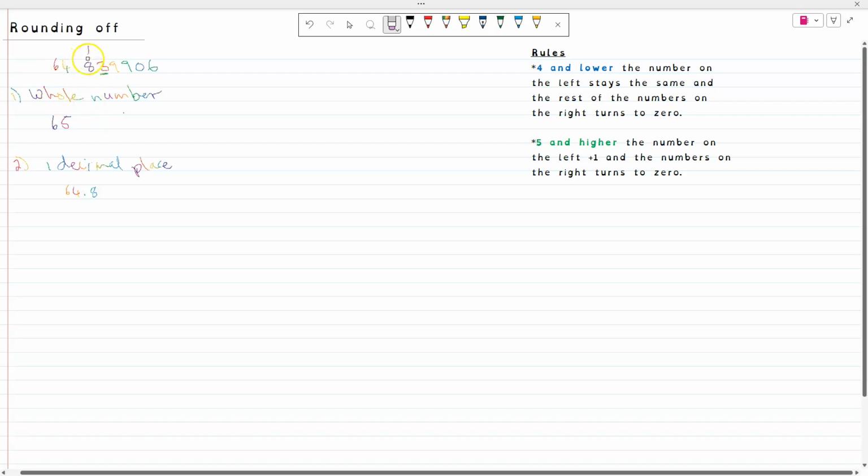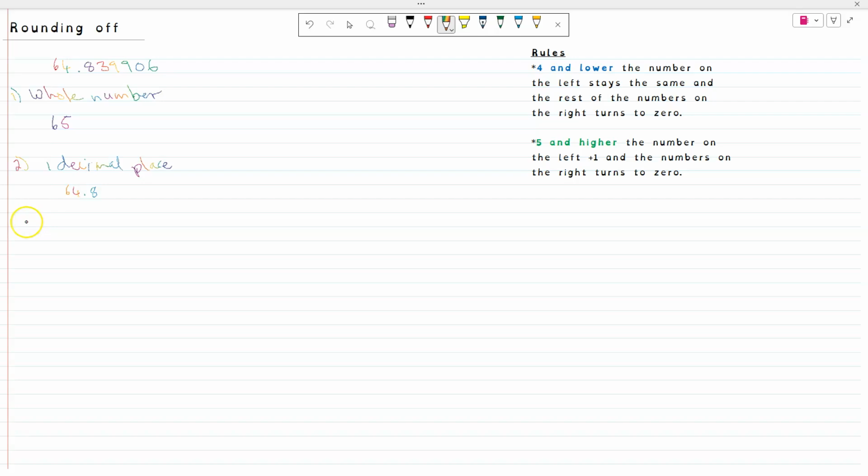Our next one states that they want to round off to 3 decimal places. Okay, so let's round off to 3 decimal places. Number 3 states 3 decimal places. Okay, so now we need to count 1, 2, 3. This one changes, and this one we look at. Okay, so let's look at that. So we look at 9. 9 is bigger than 5. It's 5 and bigger. Okay, which means the number on the left plus 1. So for this number, we need to plus 1 over here, plus 1. Okay, and then the numbers on the right turns to 0.